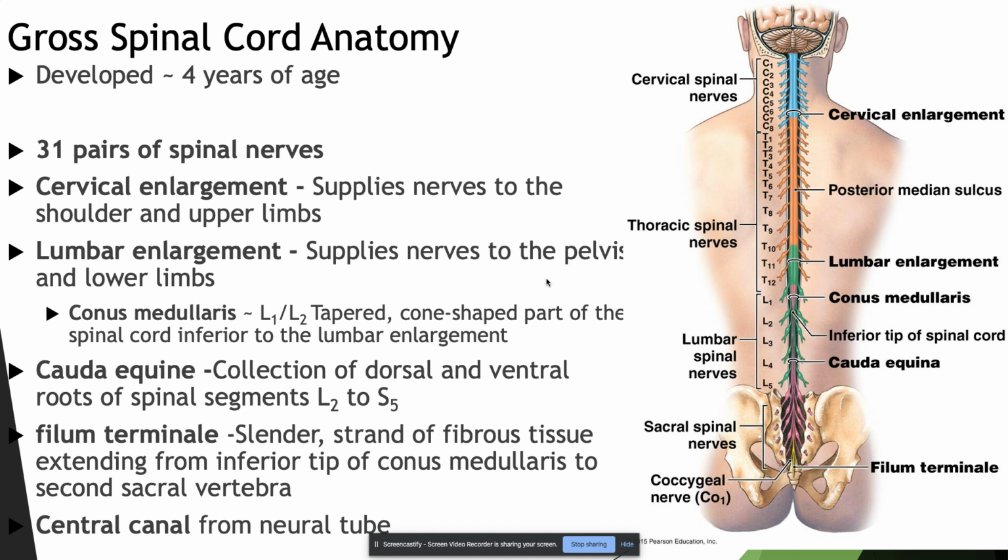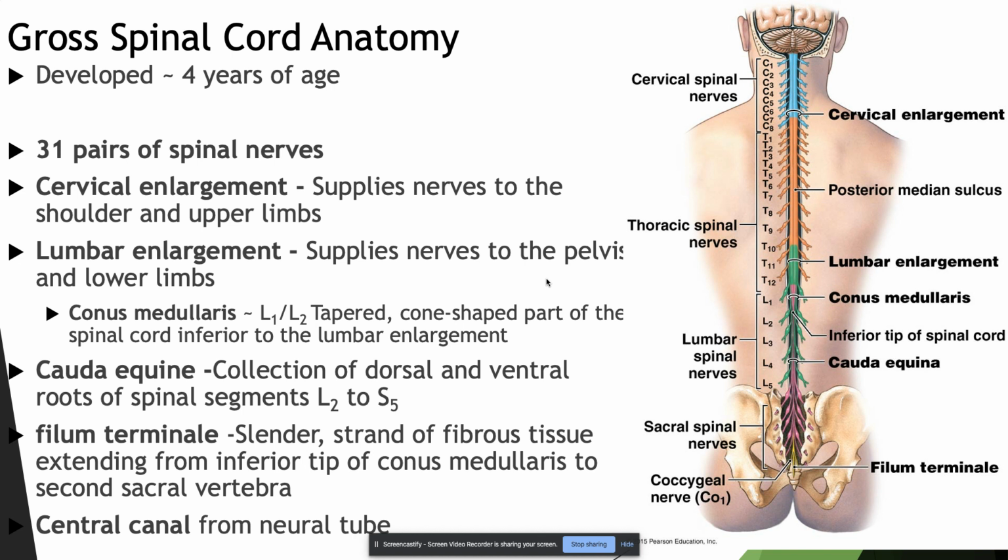And because the adult spinal cord extends only to the level of the first to second lumbar vertebrae, the dorsal and ventral roots of the spinal segments L2 to S5 extend inferiorly. And when seen in gross dissections, the filum terminale and the long ventral and dorsal roots resemble a horse's tail. Hence, this complex is called the cauda equina.